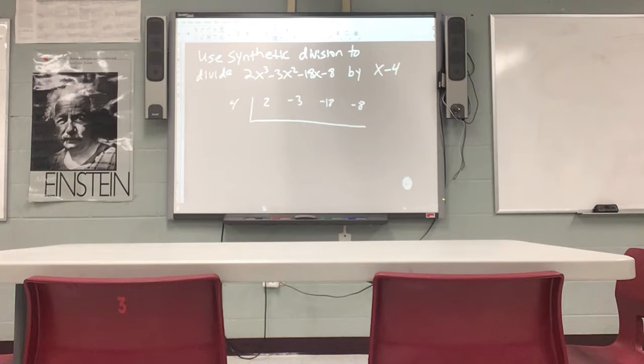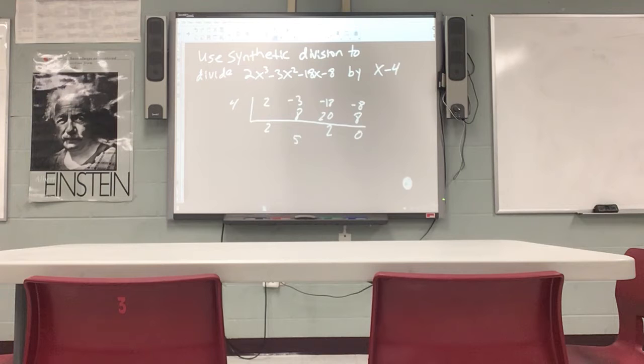Okay, now what do we do to start it? Good, drop the 2 down. Now if we're on the outside, we multiply, we put that answer on the inside and add. So 2 times 4 is 8. Go to the next number, put it on the inside and add. What do we get when we add there? 5, very good. So it gives us a 5 times 4. Put that underneath the next one on the inside. And then we add. So then 2 times 4.